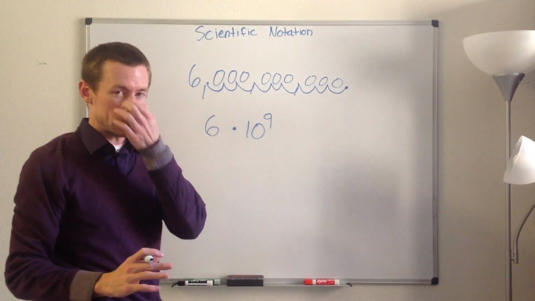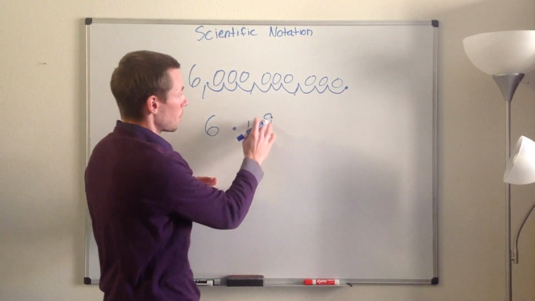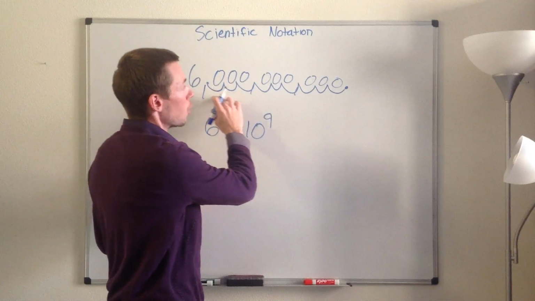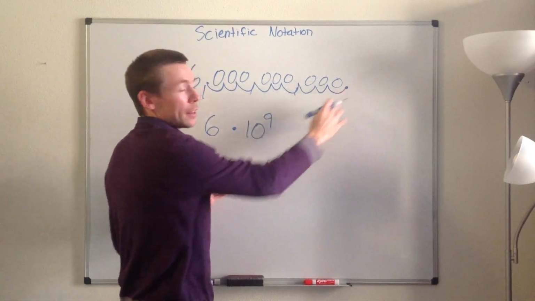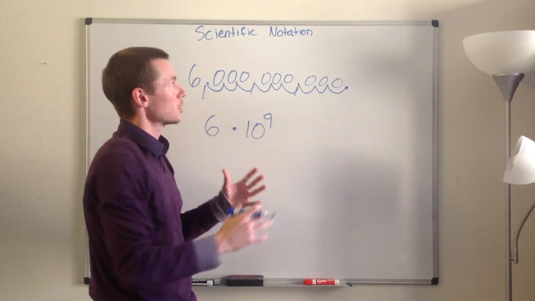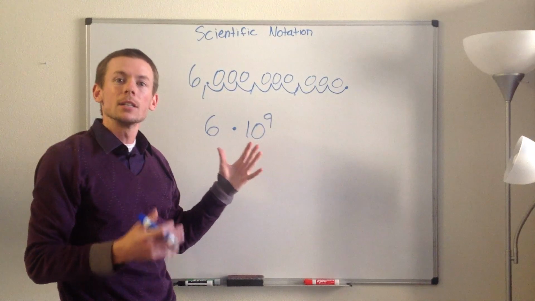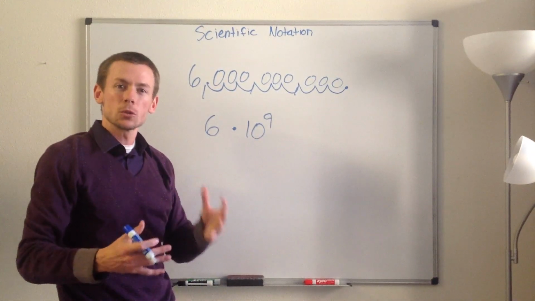So now to represent this large number, 6 billion, we want to use a positive exponent to go back to the start to represent this really large number. So 6 times 10 to the 9th is scientific notation, it's just an easier way to write 6 billion out. So that's why we use it.